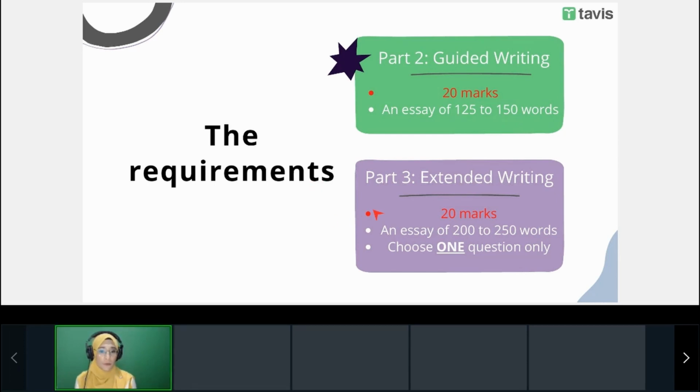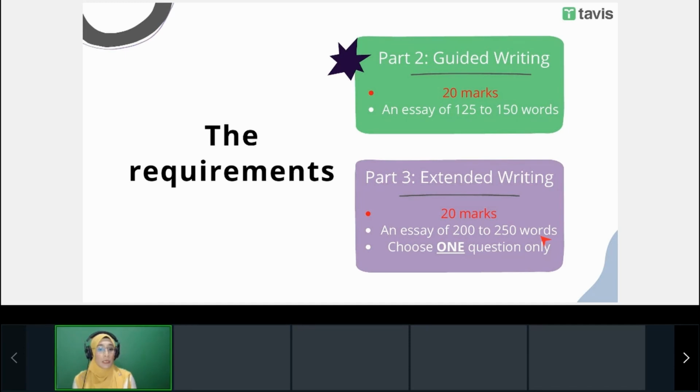Now, for your part 3, this is called extended writing. When it comes to extended writing, you need to try and write a little bit more. When I say more, you can see here that your essay has to be around 200 to 250 words, and you have to choose one question only.